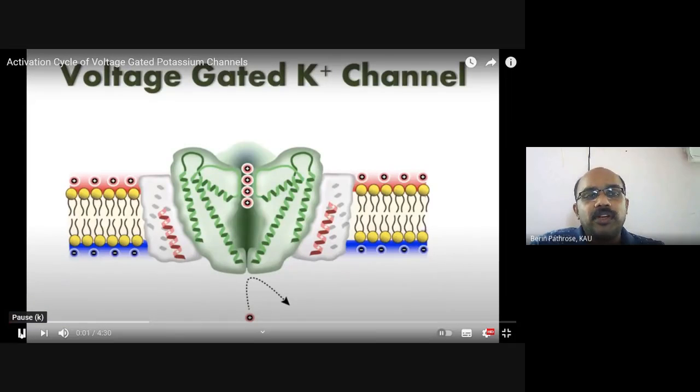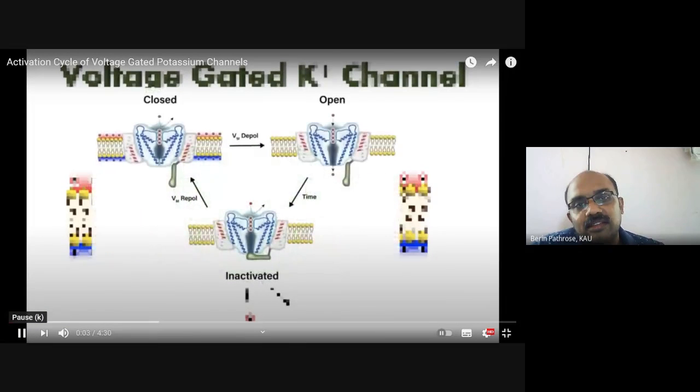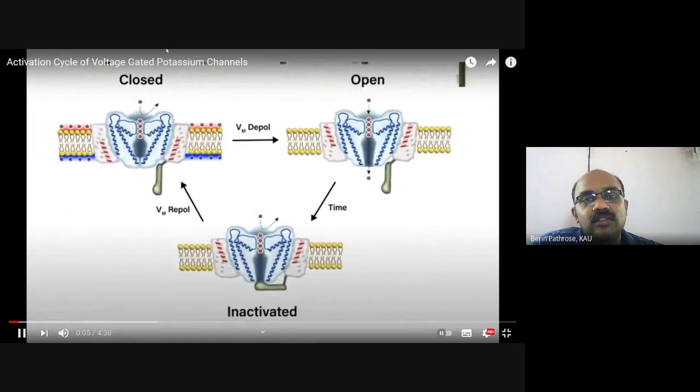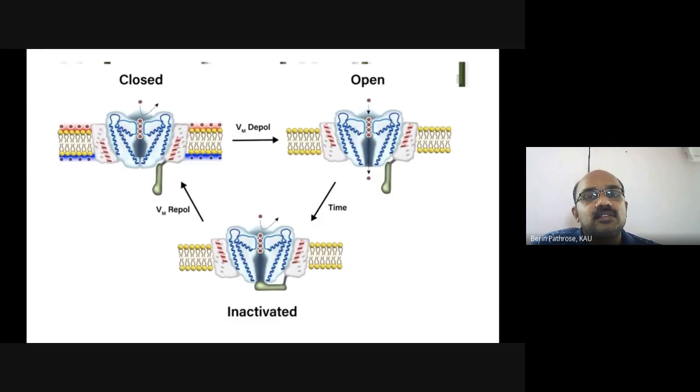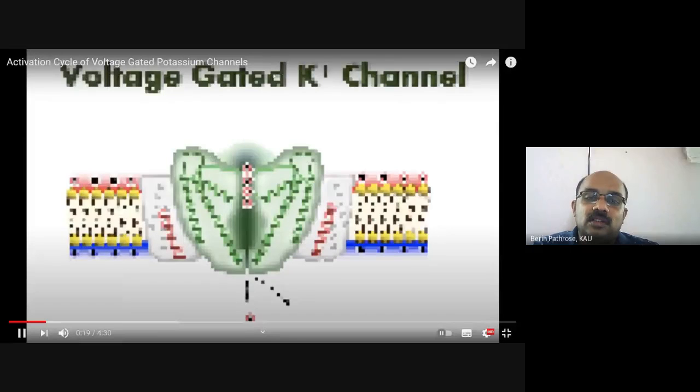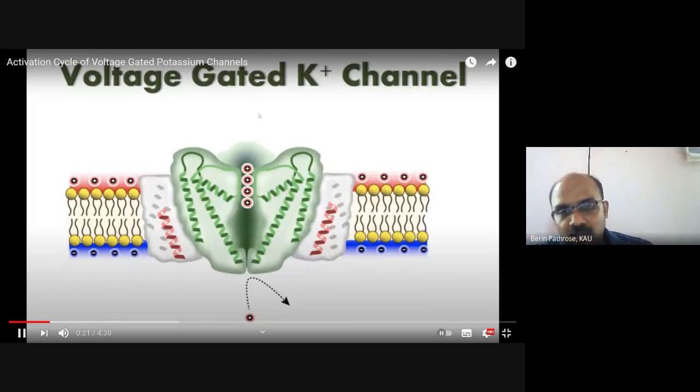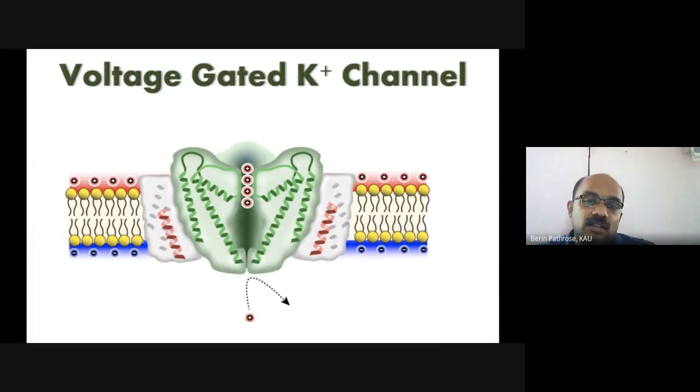Voltage gated potassium channels. In a previous video, I talked about the activation cycle of voltage gated sodium channels, how they're able to proceed from the closed to open to the inactivated state and back to the closed state, and talked about the various factors that are involved in those transitions. For this video, I'm going to talk about voltage gated potassium channels, keeping in mind that there's a vast array of potassium channels belonging to the voltage gated potassium channel family.